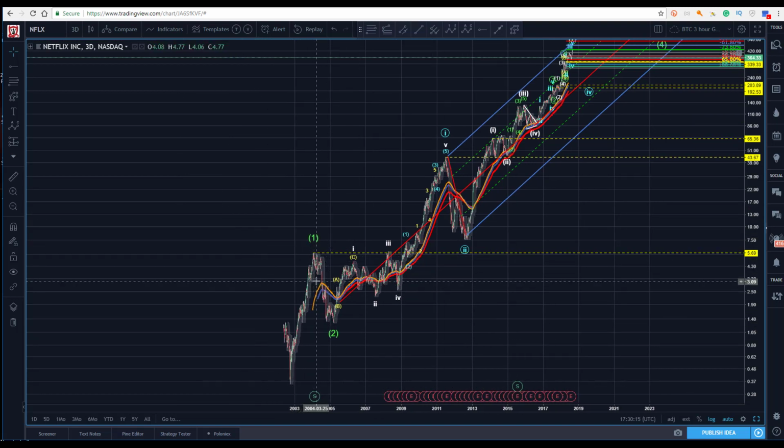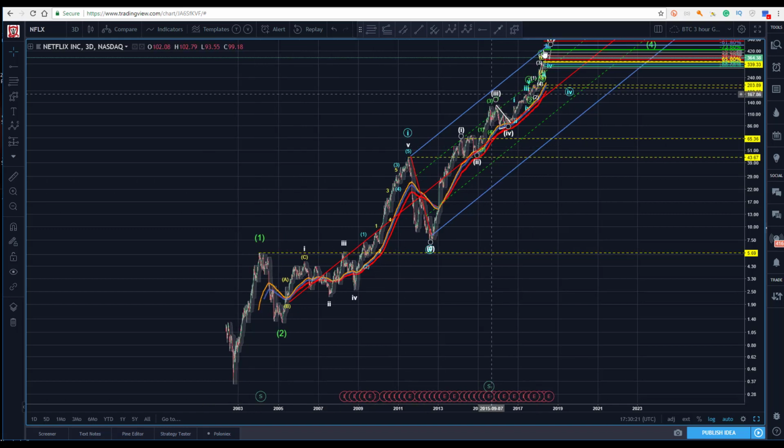Now, previously, I had considered the count that we had a 1, 2, 3, 4. We're going up for the 5. But given this extension that we have here, I think this can be relabeled. So I think what we have is 1, 2, 1, 2.